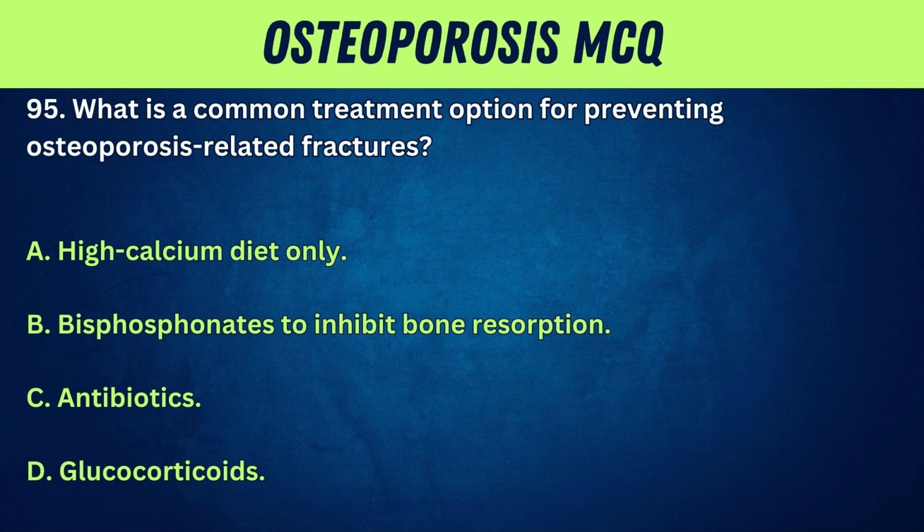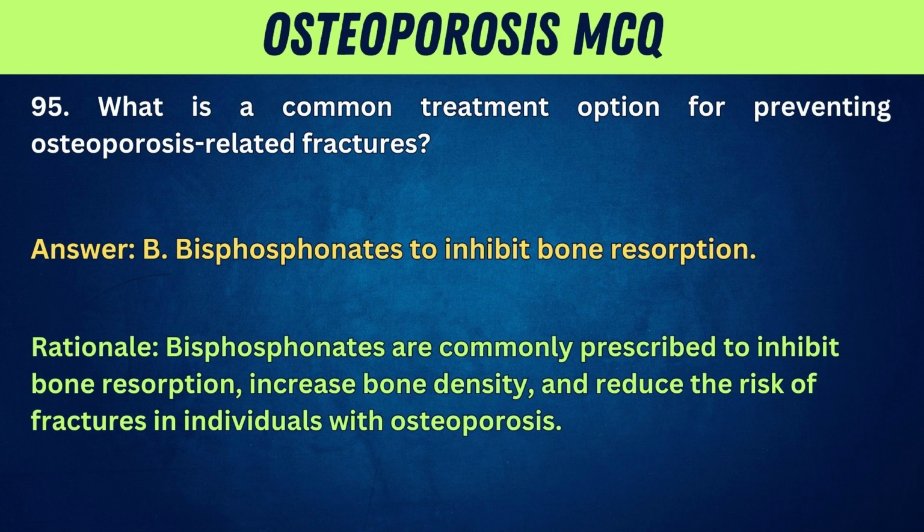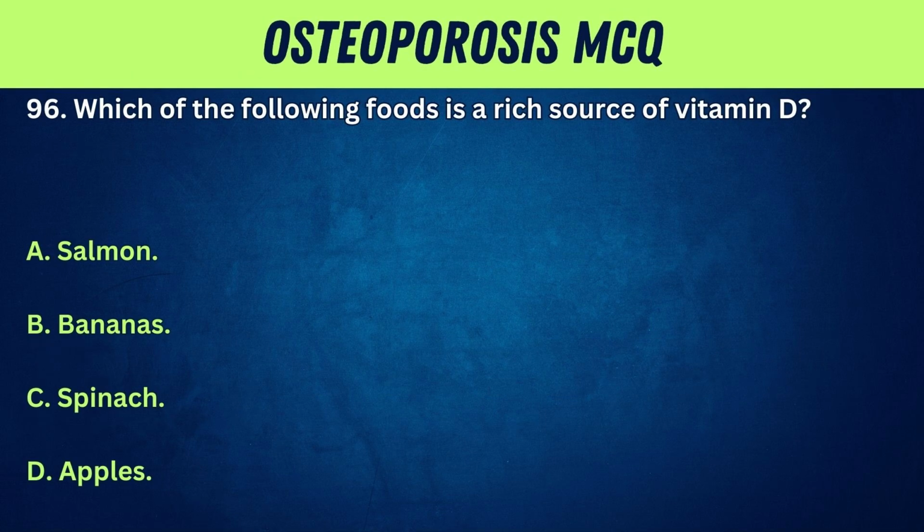A. High calcium diet only. B. Bisphosphonates to inhibit bone resorption. C. Antibiotics. D. Glucocorticoids. Answer: B. Bisphosphonates to inhibit bone resorption. Rationale: bisphosphonates are commonly prescribed to inhibit bone resorption, increase bone density, and reduce the risk of fractures in individuals with osteoporosis. 96. Which of the following foods is a rich source of vitamin D?